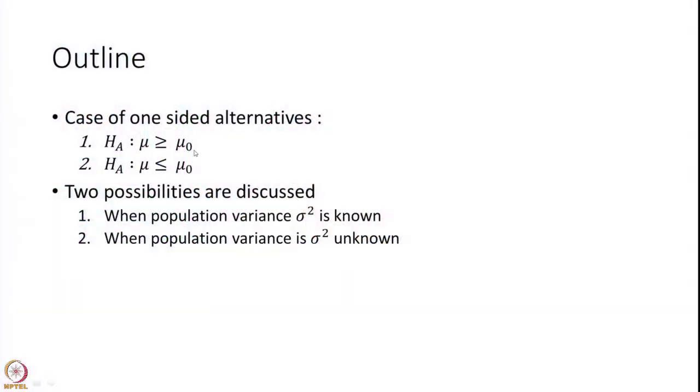In this session, we are going to consider the case of one-sided alternatives. There can be two of them. Mu is greater than, it should not be greater than or equal to, it has to be only greater than. So let me correct myself. This should be only greater than mu 0 and this should be only less than mu 0.